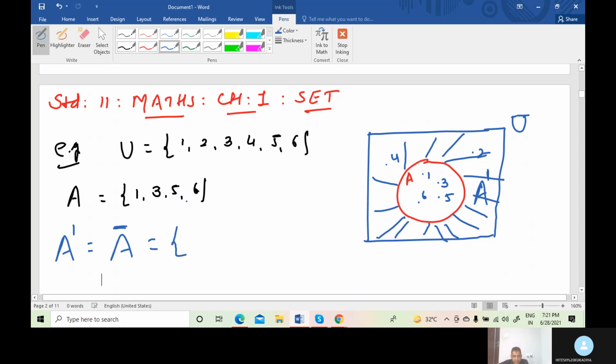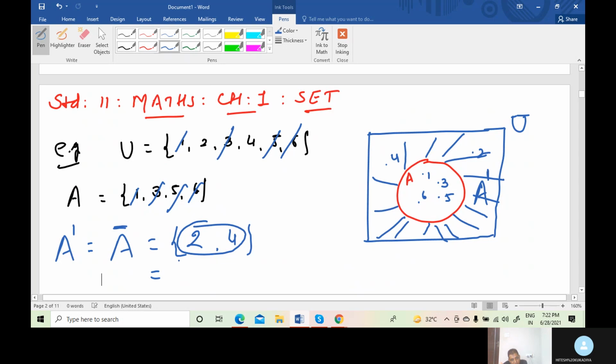Now write the answer here. In the universal set, 1 is cancelled, because set A is {1, 3, 5, 6}. All the elements of set A are cancelled: 3 cancel, 5 cancel and 6 cancel. Which elements remain in the universal set? Sir, only 2 and 4. Is that clear, students? Okay, so the complement of any set is the remaining elements of the universal set after cancelling the set itself. Now we give the definition.